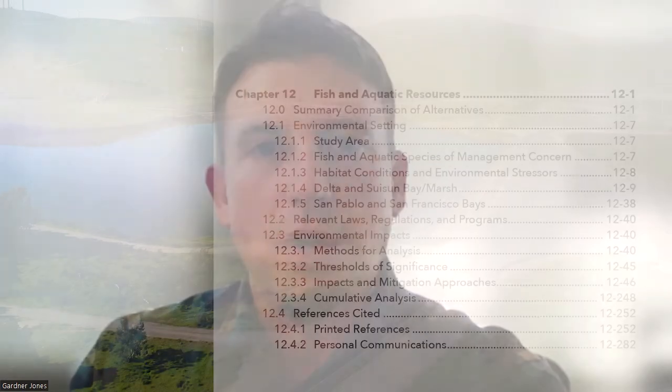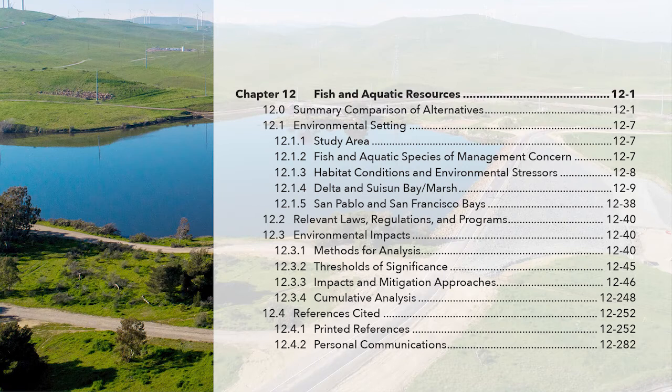This video describes Chapter 12. Our focus is on fish and aquatic resources. We will provide just a few key highlights rather than a full summary. The draft EIR, which is now available for public review and comment, was prepared to comply with the requirements of the California Environmental Quality Act, or CEQA.